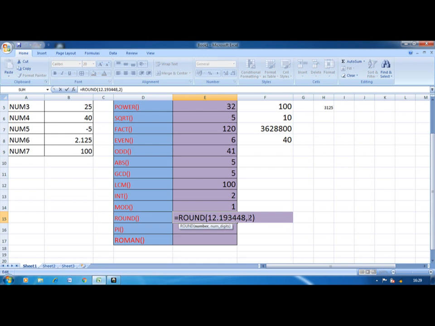Now, instead of 2, I will make it as 0. Here what happens? It checks after the decimal point how many digits are there. So, there are 6 digits. But here the number of digits means how many digits I have to display. I have to display 0 digits. So now it checks the first digit: if it is greater than 5, then the previous number will increase, and if it is less than 5, put as it is.